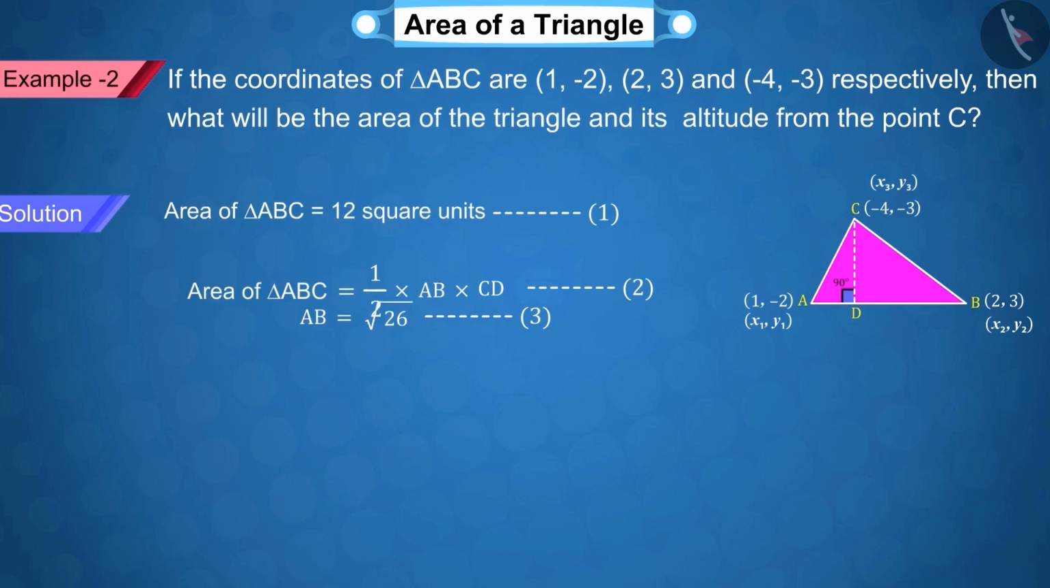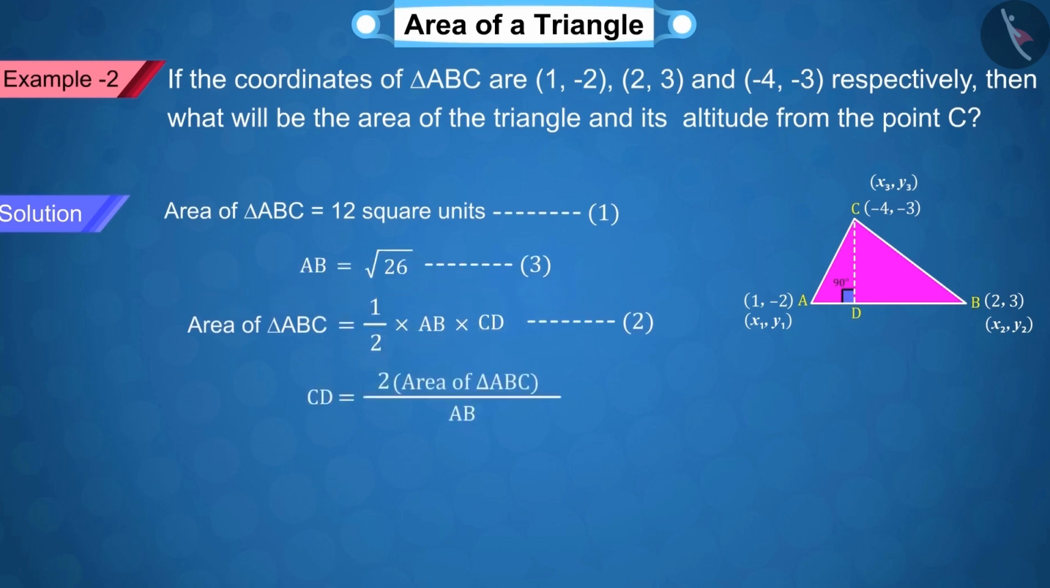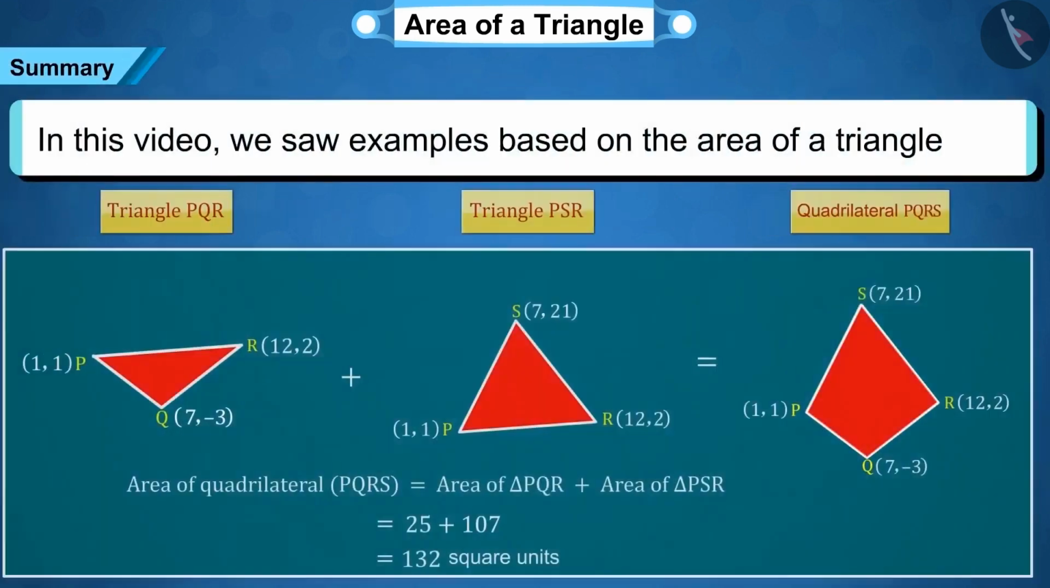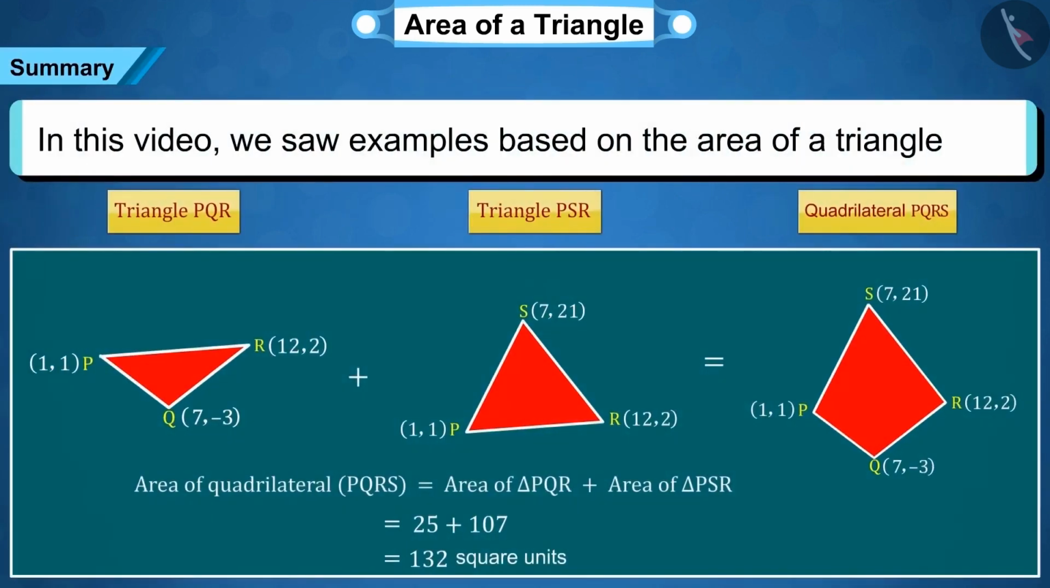Because we have to find the altitude, we rewrite equation 2 and substitute the values of equations 1 and 3 in it, from which the height of the altitude from the point C is obtained as 24 by square root of 26 units. In this video, we saw examples based on the area of a triangle. In the next video, we will see another interesting example.